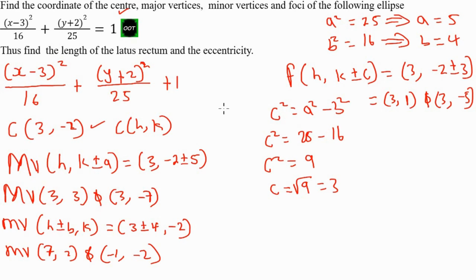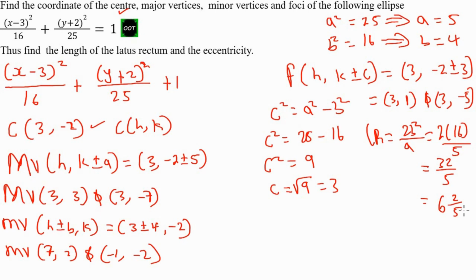Now we need the latus rectum. So LR would be equal to 2b squared over a. That's 2 times 16 divided by 5. That will be 32 over 5. In how many different ways can 5 go into 32? 6 remains 2. That will be 6 whole number 2 over 5. So that's the latus rectum.